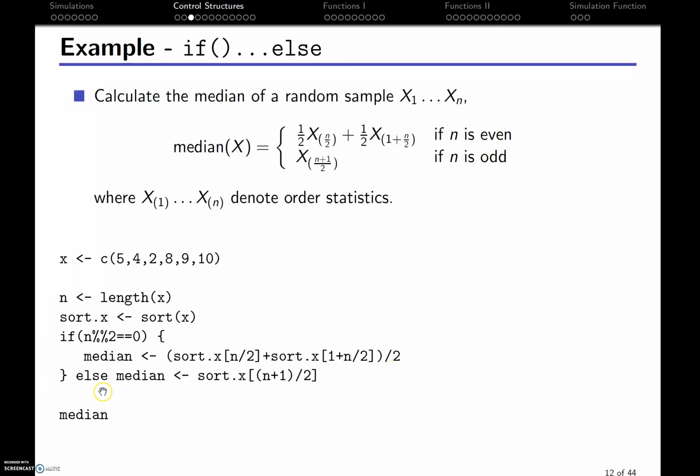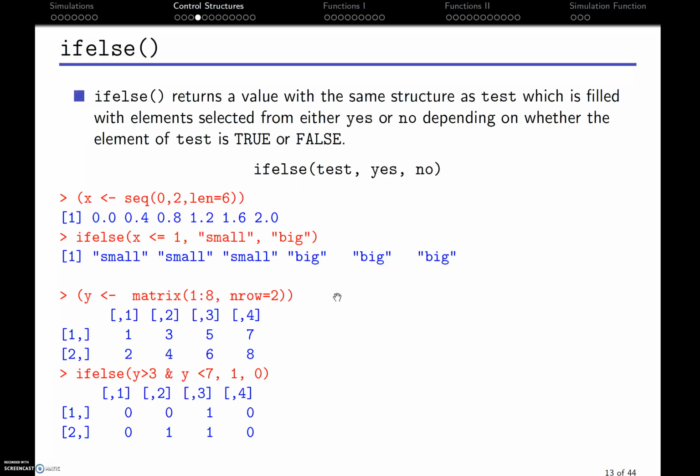Then if it's not even, but instead odd, we just take the value that is in the n plus 1 divided by 2 position, just as it states up here. And then we print out the median. So here's one simple use of the if and else statement. Of course, there is a median function in R, so this is just for demonstration purposes only.